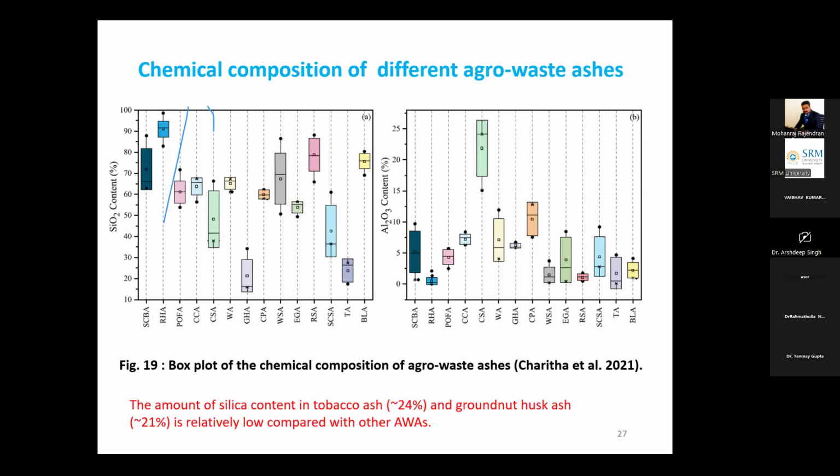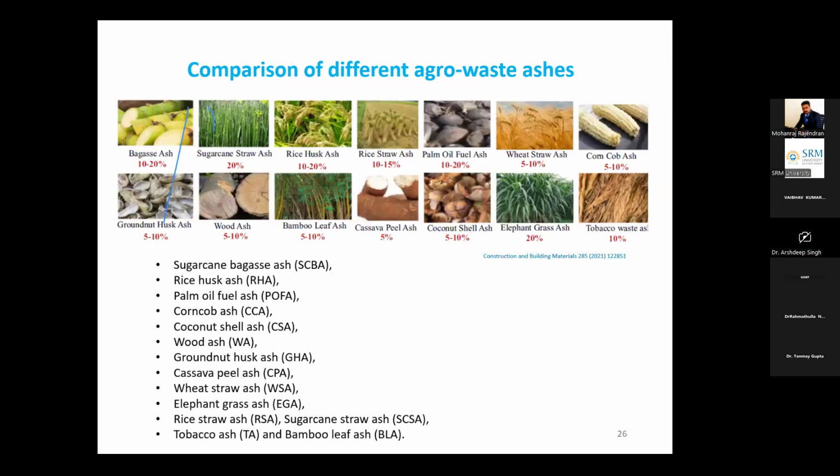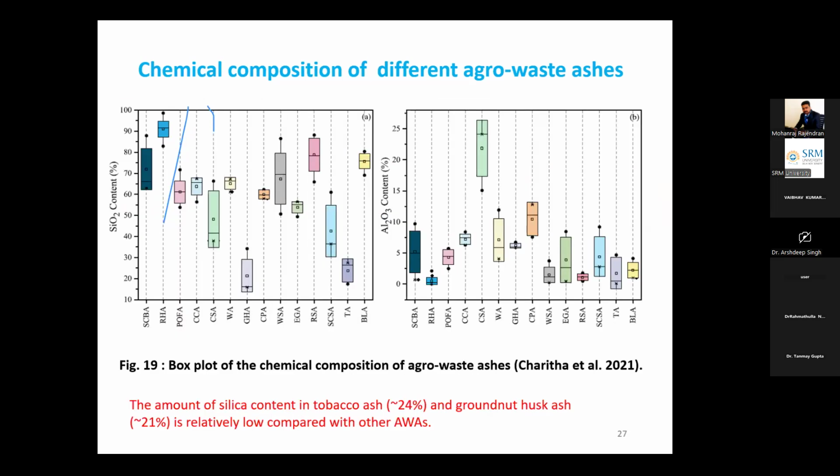So I thought I should show it to you. This plot basically shows the chemical composition of different agro waste ashes. On the left hand side in this figure, the percentage of silica content is there. On the right hand side, the percentage of alumina content is there. The percentage of silica in RHA is the highest among all the agro waste ashes. Then it is sugarcane bagasse ash or rice straw ash, or bamboo leaf ash. On the right hand side, the alumina content is higher in coconut shell ash, but in other ashes like bagasse ash or rice husk ash, it is below 10%.